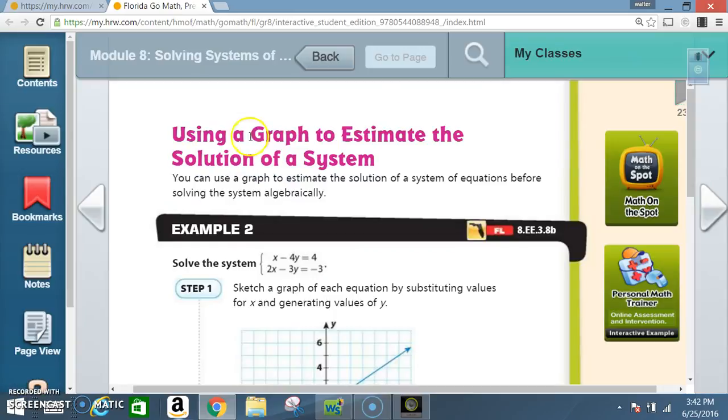All right, next we're going to use a graph to estimate the solution of a system, based on example 2.